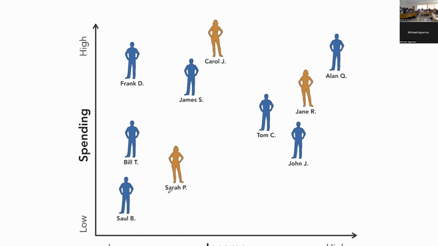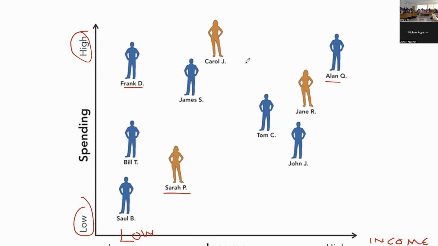So we've got someone like Sarah, and the spending is on the vertical axis, and at the bottom, the x-axis is the income. So we've got Sarah, who is a moderately low income earner, but also spends less, so doesn't really spend much. We've got someone like Frank, who is a low income earner, but spends quite a lot. We have someone like Alan, who earns quite a lot and also spends a lot as well.